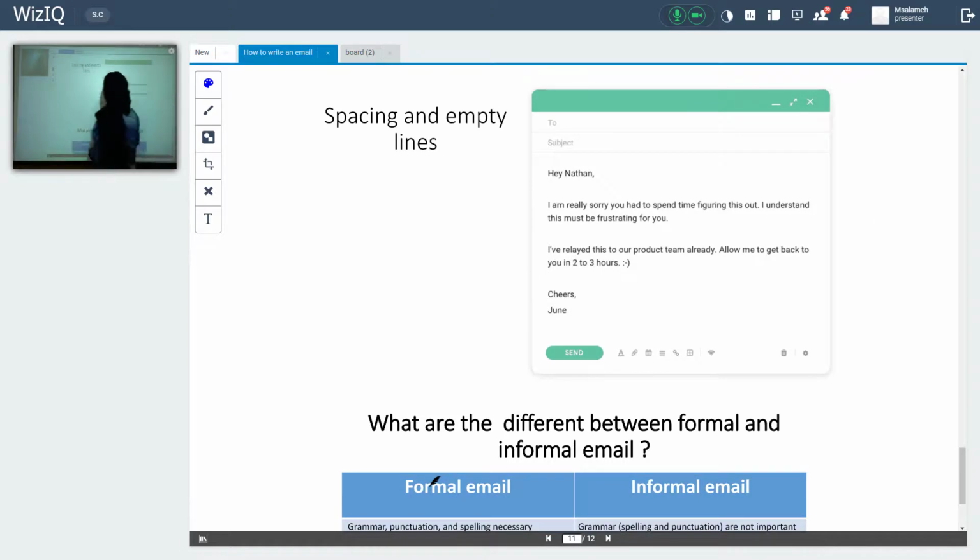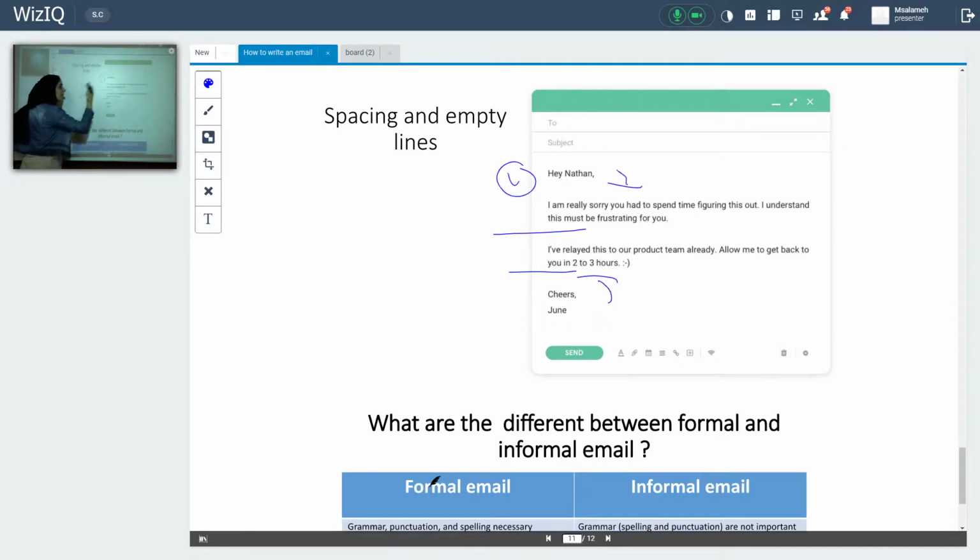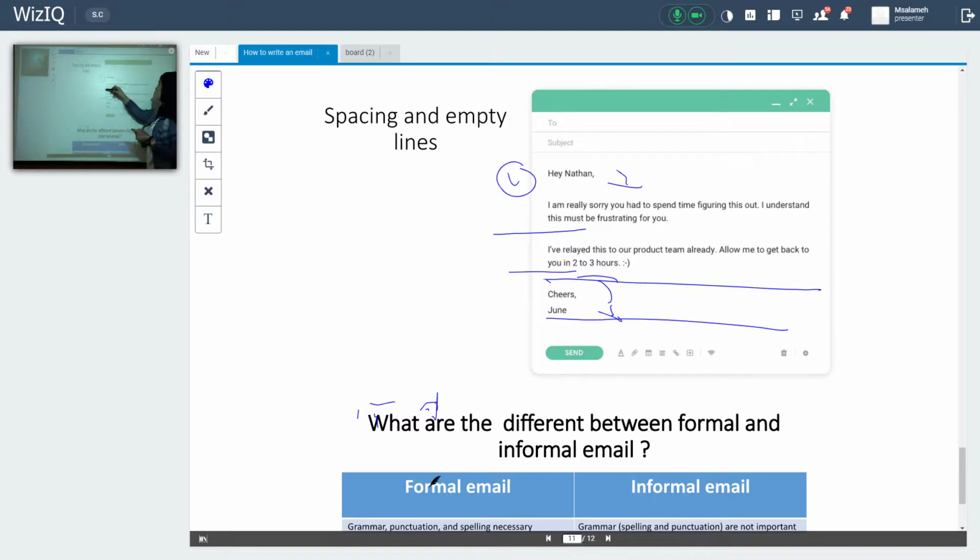Spacing and empty lines. Okay, when should I leave a space? Number one, after the salutation. Number two, between paragraphs. Number three, before the closing and after the closing. So how many empty lines should I put? After the salutation, between paragraphs, before the closing, and after the closing.